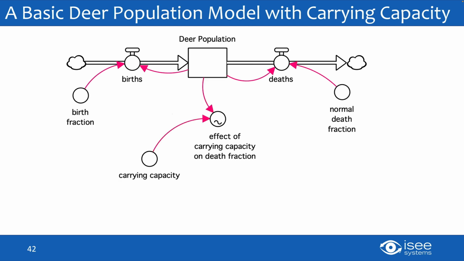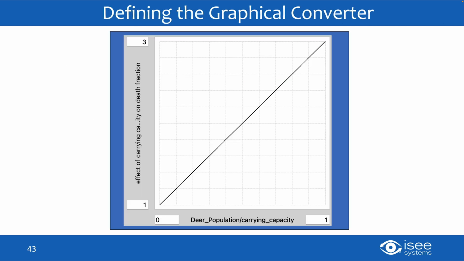We want this graphical converter to compare the current deer population to the carrying capacity. So we have to connect the stock deer population to the effect converter and connect the carrying capacity to the effect converter. Now we have to define the graph we will use inside the converter. There are quite a few different choices for graphical shapes built into the Stella software that could be used for this graph. When I started learning about system dynamics, I usually used just straight line graphs. So let me take you through the thinking in defining this graph.